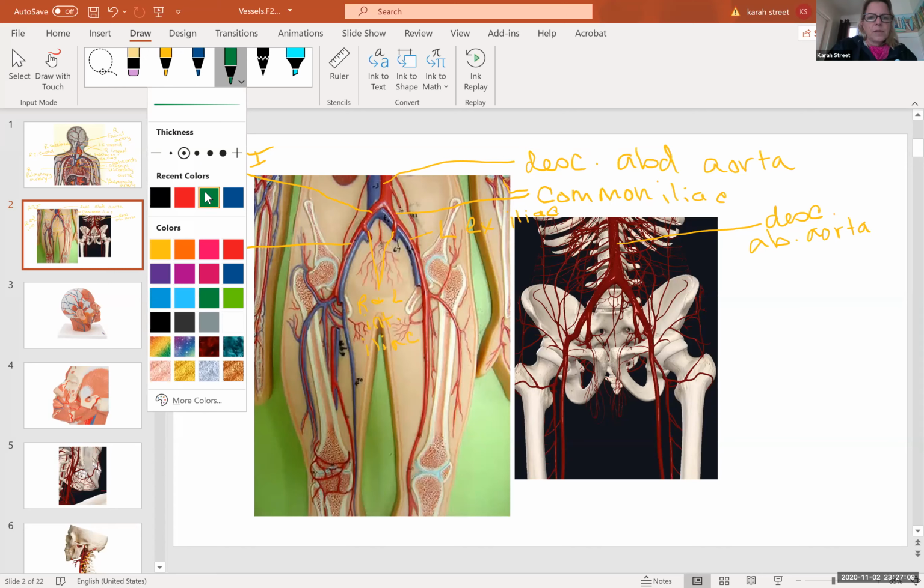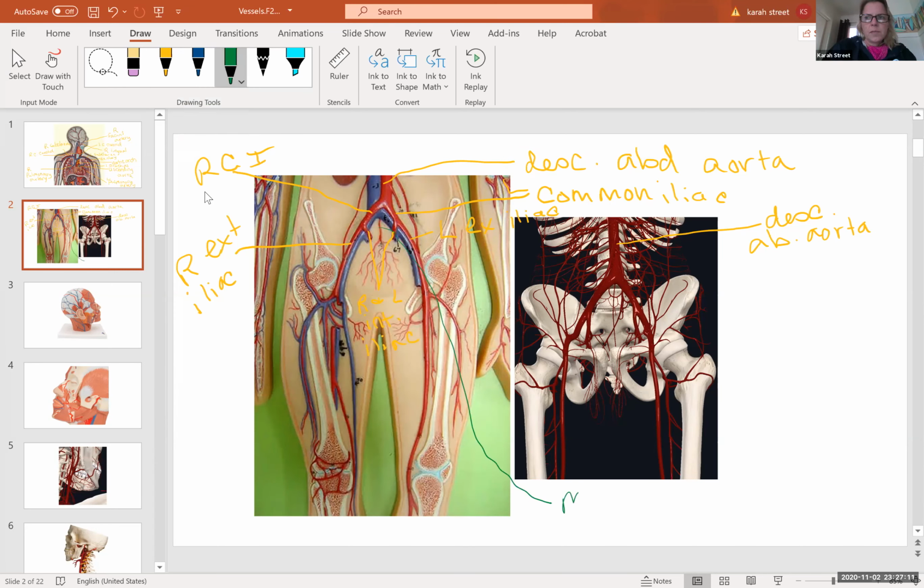The middle vessel here, let me change my color. This middle vessel here is the mid-sacral artery. And that is on your hit list. It's the second to the last in case you're looking for it. So it's this one right here that I'm pointing to in green.